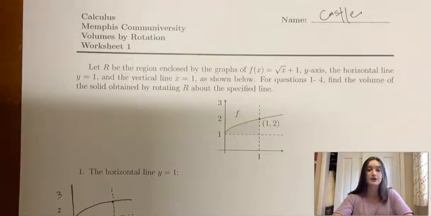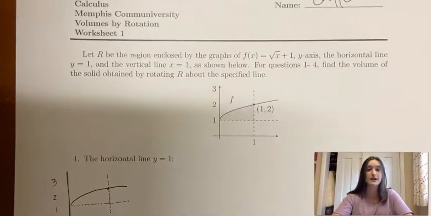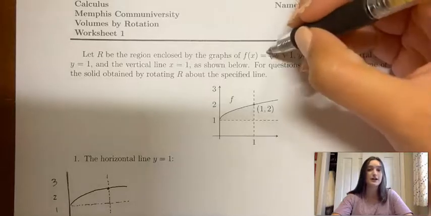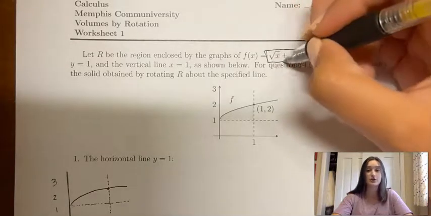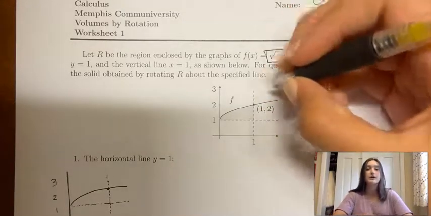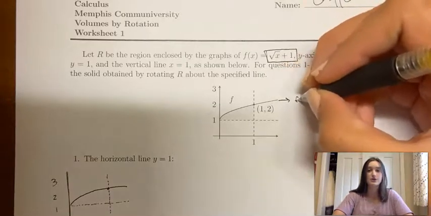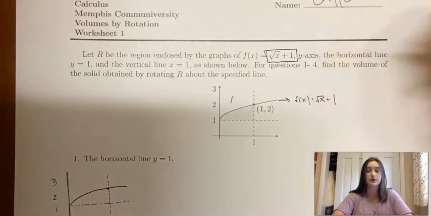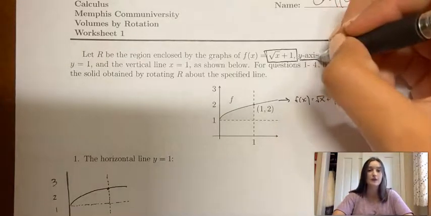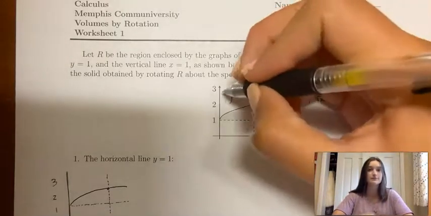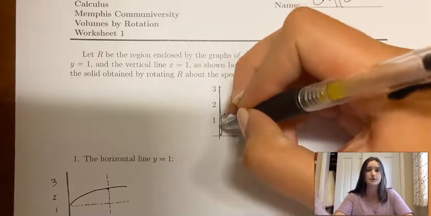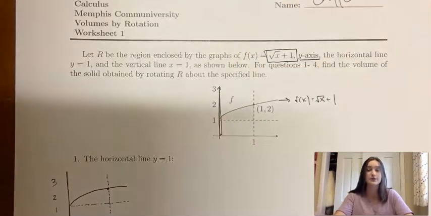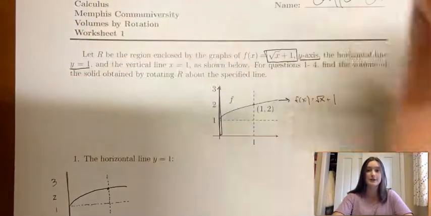So I'm just going to get started going through these givens, and we have a graph that's given, and it says that R, that shaded region, is enclosed by the f of x function, which is that curved line, the y-axis, and the horizontal line y equals 1. You can see those with dotted lines. Oh, and the vertical line x equals 1. Those x equals 1 and y equals 1 are represented by the dotted lines there.